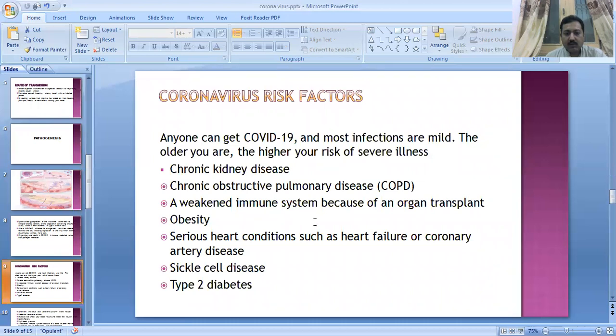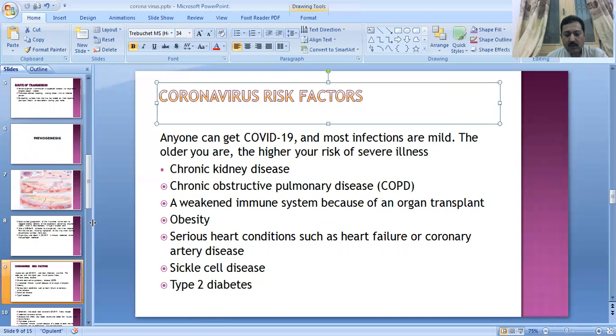In this slide, we discuss what are the risk factors, which people are more prone to the coronavirus. So coronavirus can infect anyone, but some people are at more risk, who are previously diseased, like those who are patients of chronic kidney disease or chronic obstructive pulmonary disease, those who have had a transplant, those who are obese, those who have some heart issues, and those who have type 2 diabetes mellitus. These people are at more risk of the coronavirus.